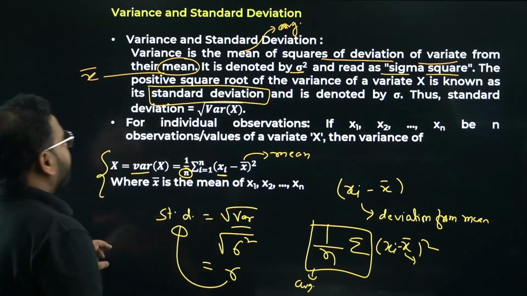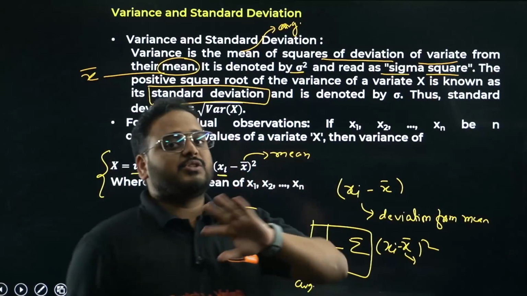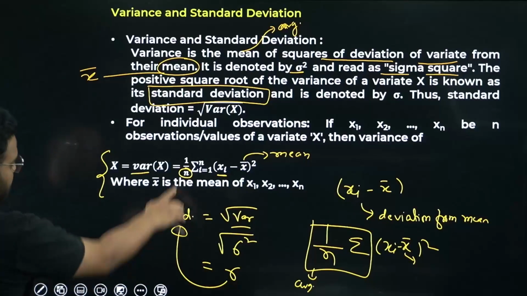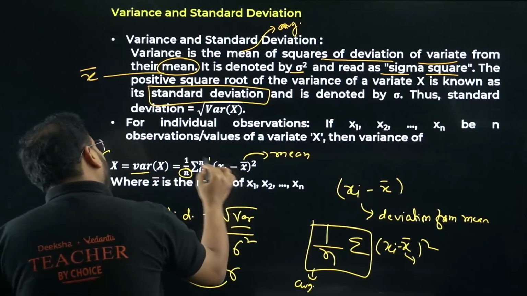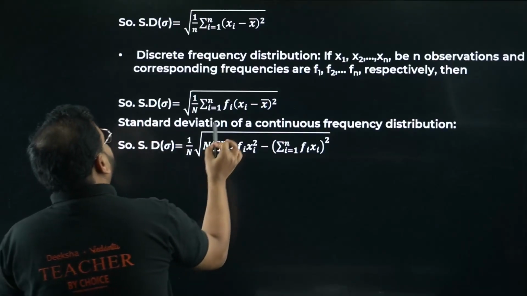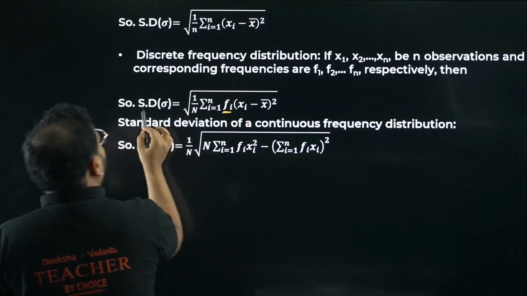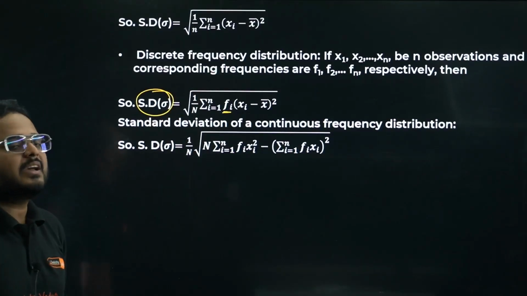This is when all the elements are individual. There is no frequency present over there. If you have frequency, you have to multiply this with fi also. Please check here, you have fi present in that case. Of course, we are finding the standard deviation here, that's why the root is there.